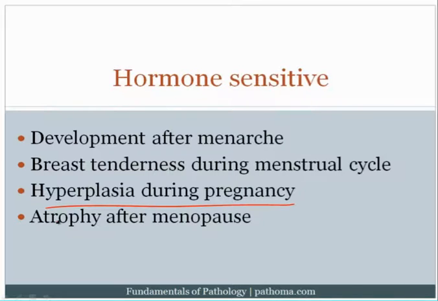But the point that I'm trying to make here is that the estrogen and progesterone during pregnancy will drive development of the breast so that the breast becomes bigger. And of course, we want it to become bigger because it's eventually going to produce the milk necessary for the baby. And then finally, when a woman undergoes menopause and the amount of estrogen and progesterone decrease, then the breast atrophies. So all of these are basically signs of hormonal sensitivity of breast tissue.